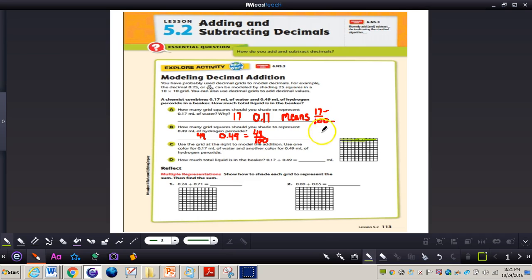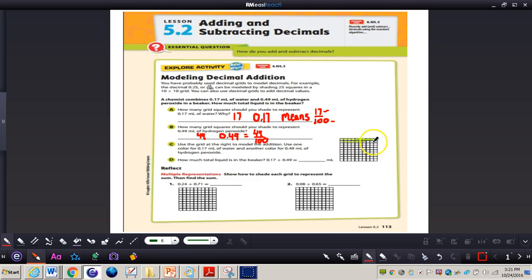So letter C, I want you to do this as well with me. All right, so it says use the grid to the right to model addition. Use one color for 17 milliliters of water and another color for 49 milliliters of hydrogen peroxide. So I did one color, 17. If you have colored pencils, great. If you just want to shade one darker than the other, that's completely fine as well. So I had 17 for 17 hundredths, and then I'm going to do another color for 49 hundredths.